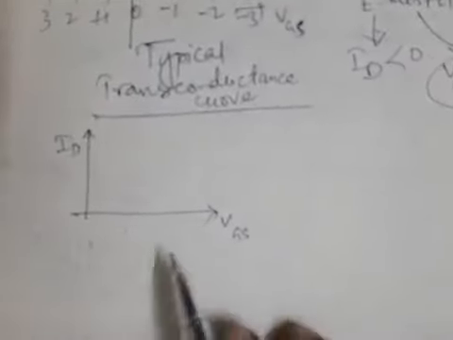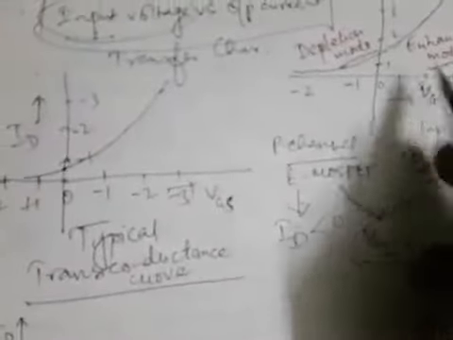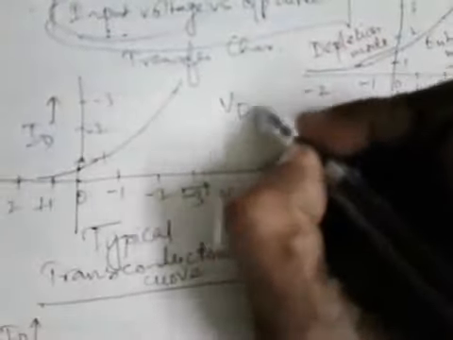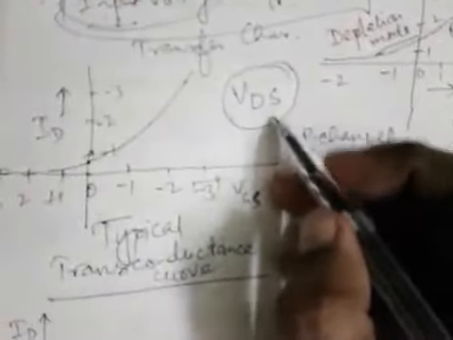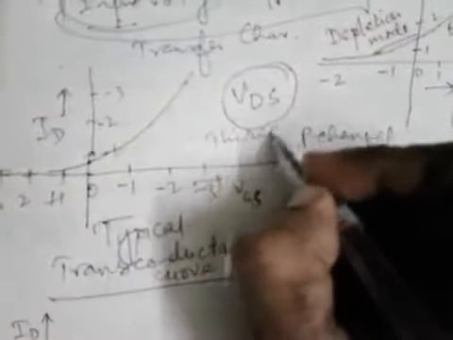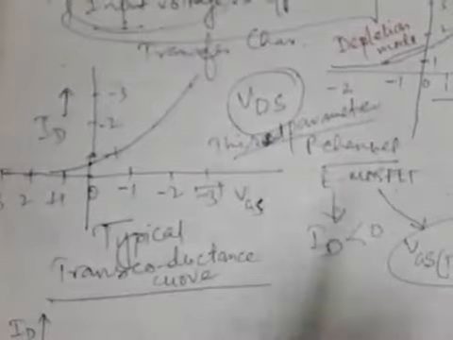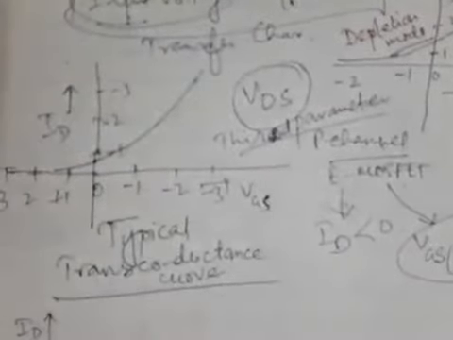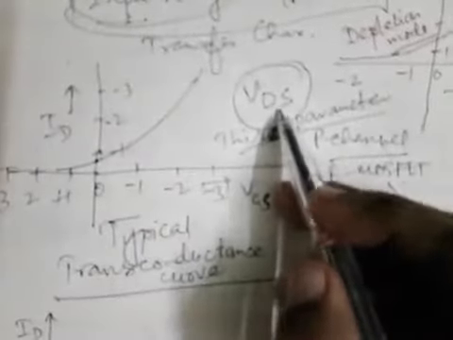Before going into this typical transconductance curve, I would like to specify one thing. When you are drawing the transfer characteristics of VGS versus ID, the third parameter in this case should be VDS, that is drain to source voltage. In case of static characteristics, we have found the third parameter is VGS and the plot is VDS versus ID. But in case of transfer characteristics, the third parameter is VDS, that is drain to source voltage, and the plot is between VGS and ID.